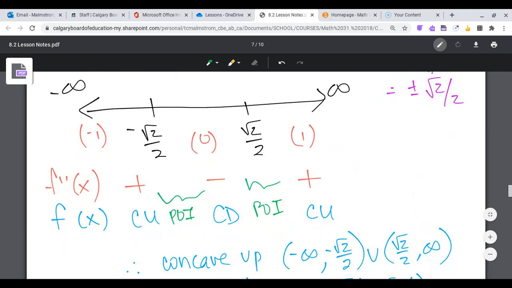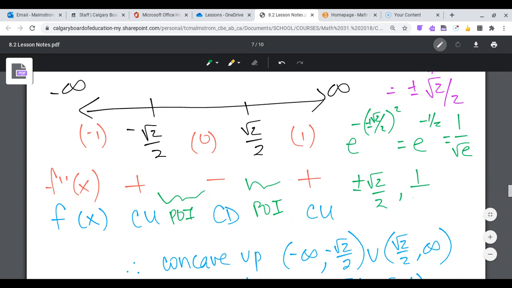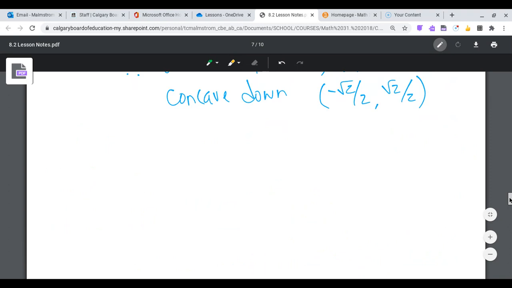When I put this in, you have to go e to the power of negative root 2 on 2 squared. It doesn't matter, you could put your plus and minus in at the same time because you're squaring it. So what you get is e to the power of negative a half, which is the same as 1 on square root e. Therefore, those points of inflection are happening at plus or minus root 2 on 2 and 1 on the square root of e. Sorry, I'm squishing stuff, I know.